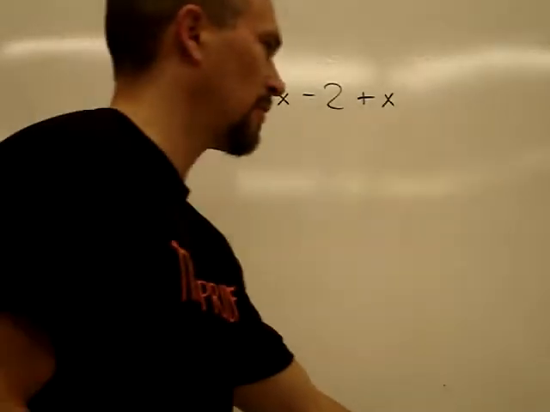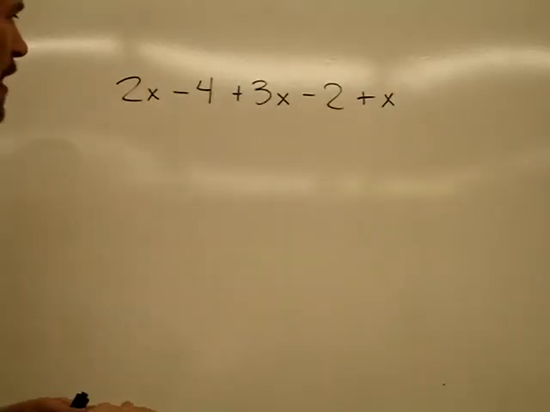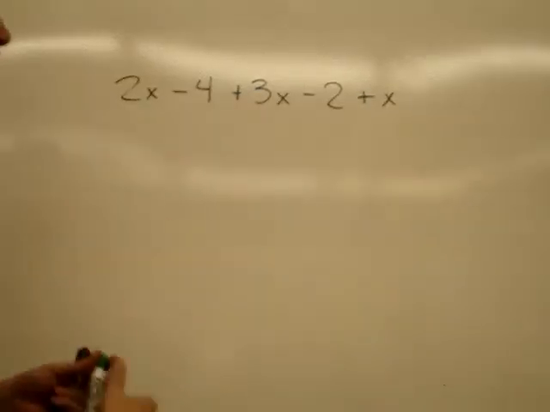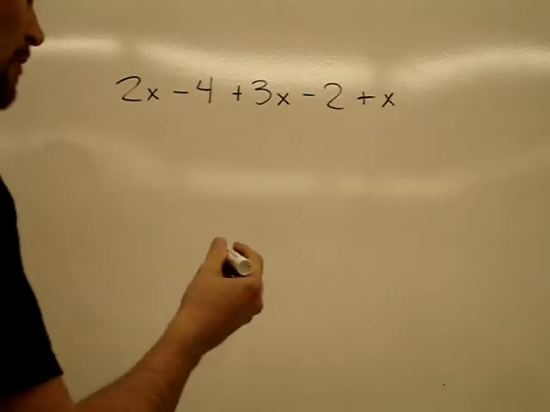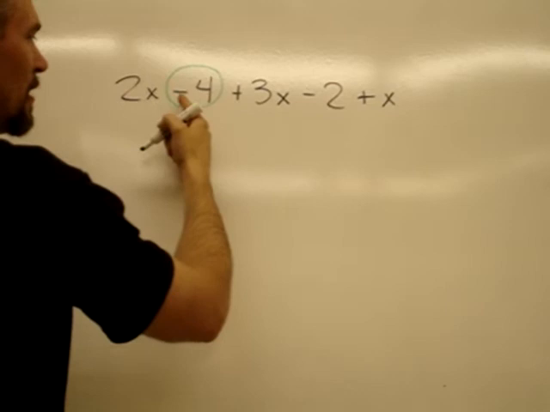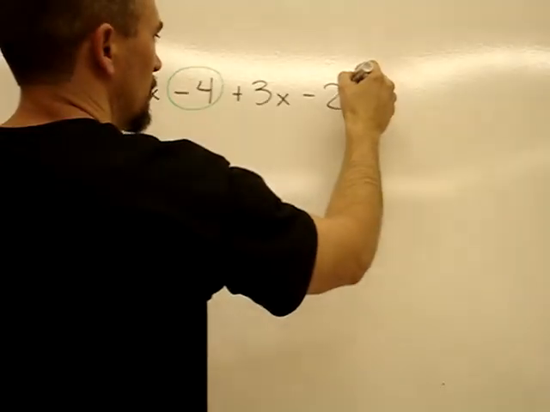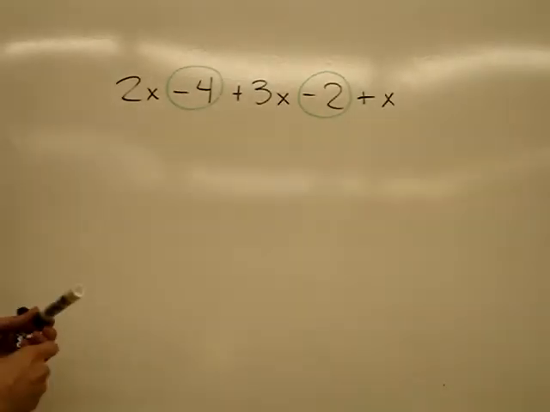Okay, so working on combining like terms, the game here is to identify what goes together with, what term goes with what term. And I guess the easiest place to start is just to think about these good old-fashioned numbers here. The -4 goes with the -2 because they're just good old-fashioned numbers.